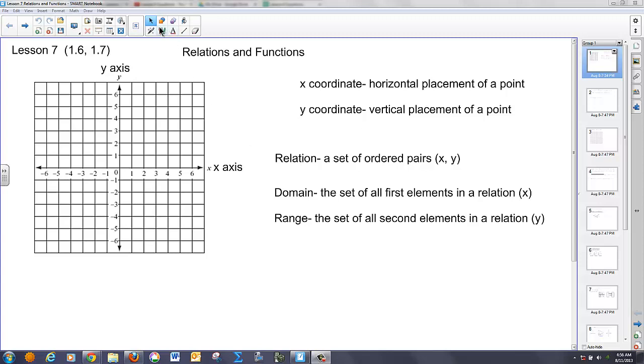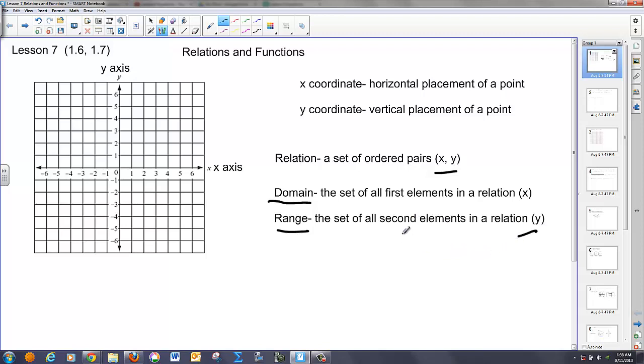When we talk about a relation, it is just a set of ordered pairs. So it's basically some xy coordinate. When we talk about the domain, we talk about the set of all the first elements in this relationship, or the x-coordinate. When we talk about the range, we talk about the set of all the second elements, which is the y-coordinate.